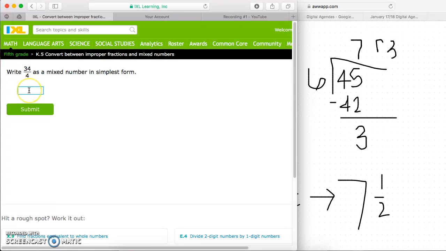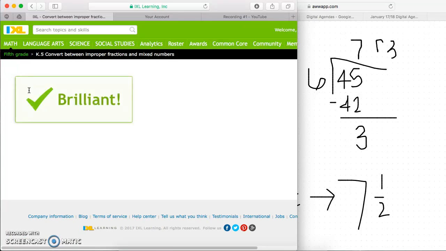Okay, 34/4. I'm just going to quickly do that one in my head so we can get to a mixed number so that you can see how to do that too. 4 goes into 34 8 times. You have 2 left over, so I had 2 of a 4, which reduces to 8 1/2.